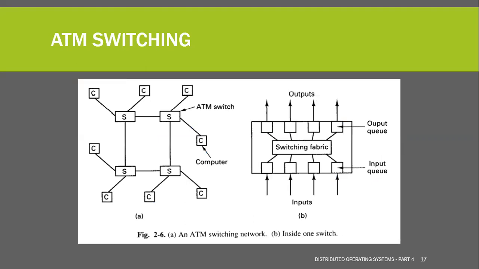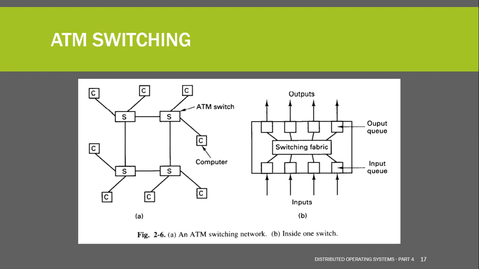ATM switching. The ATM network is built of copper or optical cables and switches. The figure shown on the screen illustrates a network with 4 switches. Cells originating at any one of the 8 computers attached to the system can be switched to any of the other computers by traversing one or more switches.